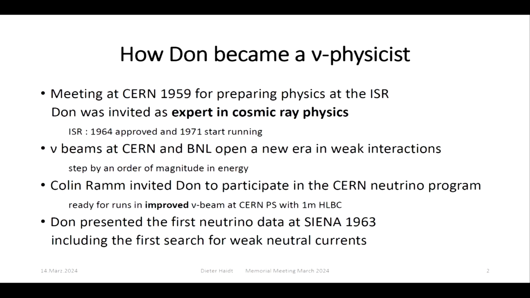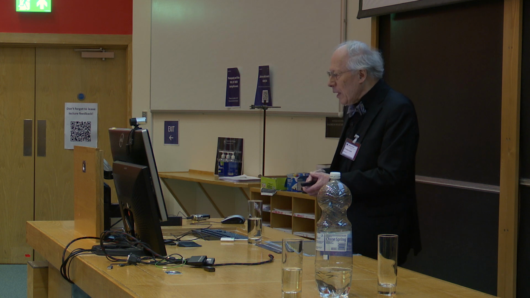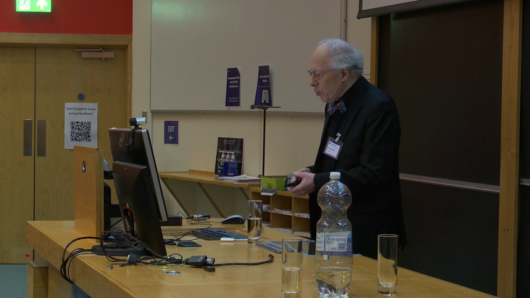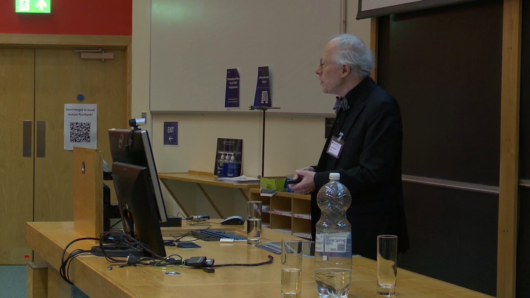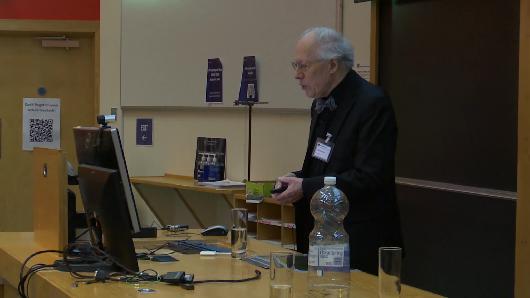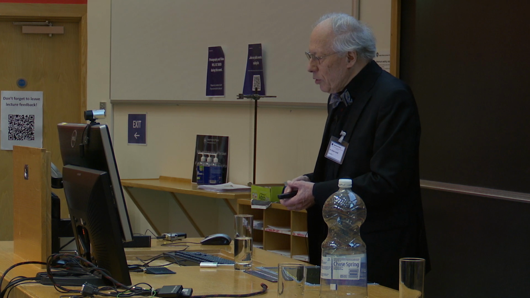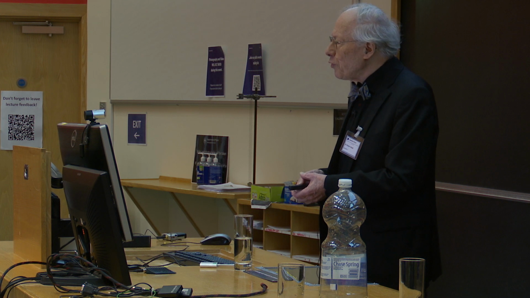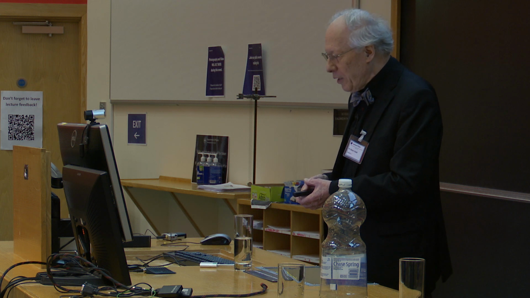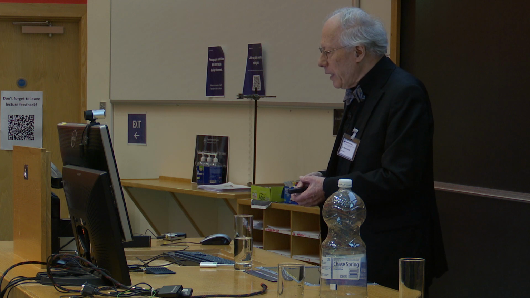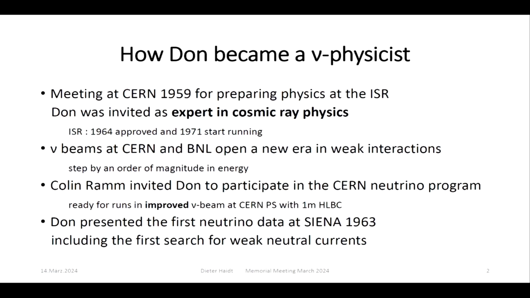In the context of the big project at CERN of the ISR, the Intersecting Storage Rings, he was invited as an expert to discuss what kind of physics could come out of that project. He got to know at that moment Colin Ramm, who was the head of the NPA division at CERN, nuclear physics apparatus. Later on, Colin invited Don to participate in the CERN neutrino program. So Don arrived just at the moment when the improved neutrino experiment, after the failure of the first one, came into operation and made the first runs. And Don presented these first runs at the Siena conference.